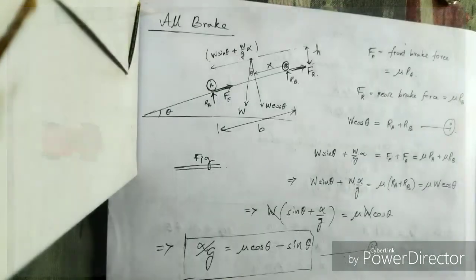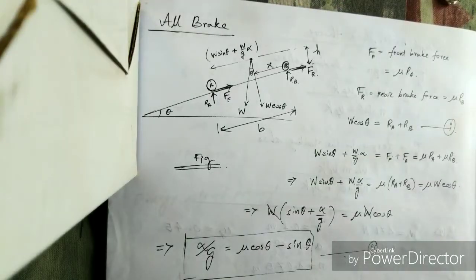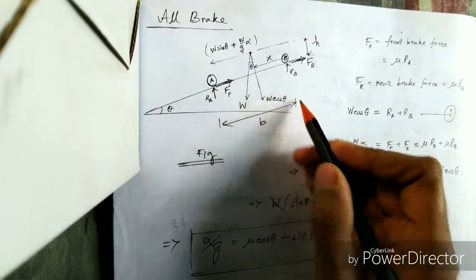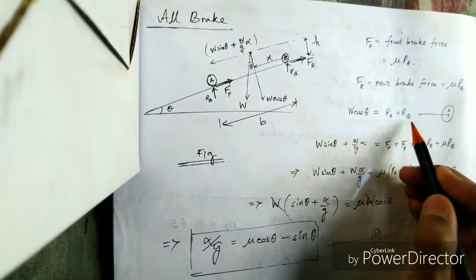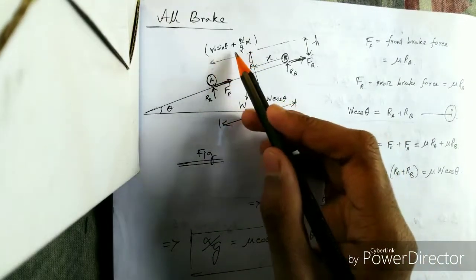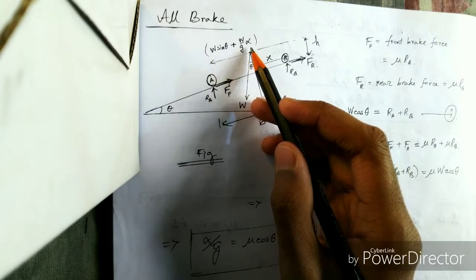This video is dedicated to the case when all the brakes are acting simultaneously, that is, both the front and rear brakes are applied at the same time. This W cos theta is getting balanced by RA and RB. That is what equation 1 says.